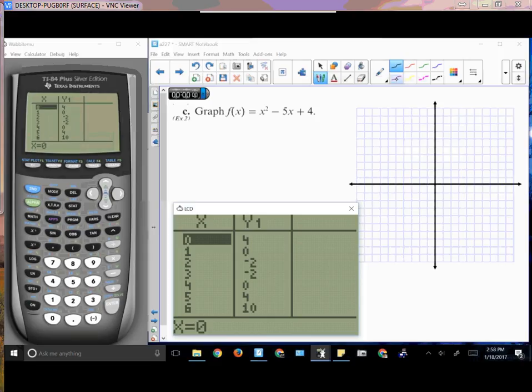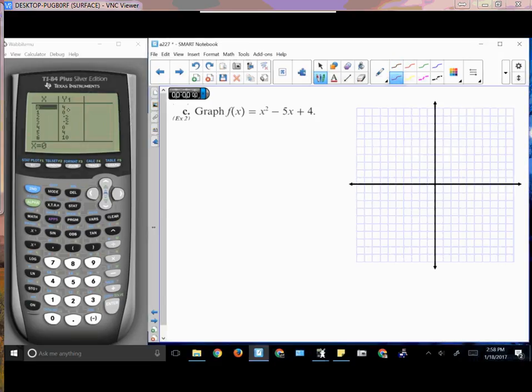Okay. So, first one I got is at 0, 4. So if x is 0, y is 4. 1, 2, 3, 4. Okay. I know that at 1, it's 0. Goes right there. I know that if it's at 2, it's going to be at negative 2. Goes right there. I know that at 3, it's also negative 2. By the way, does that tell me where the vertex is, the bottom part of this thing? Should it be right between those two?